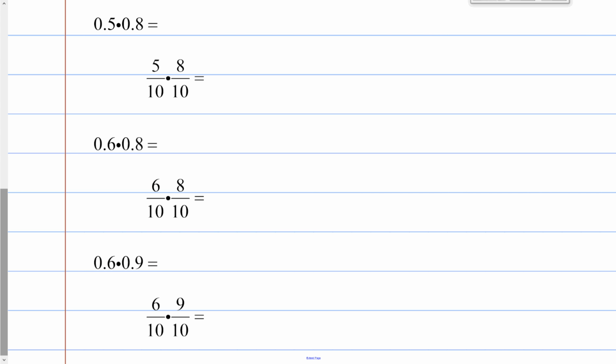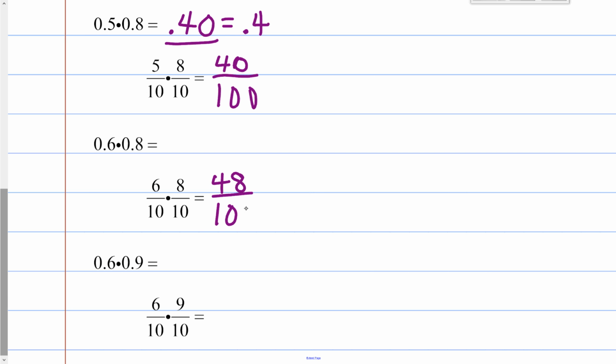Let's do a couple more quick ones. 5/10 times 8/10 would be 40 hundredths, which I would write as 0.40. Now you do know something about insignificant zeros, so I would actually write that as 4/10 for my final answer, but when I first did the calculation, it was 40 hundredths. 6/10 times 8/10 is 48 hundredths. And then finally on this page, 6/10 times 9/10 is 54 hundredths, which we can write this way.